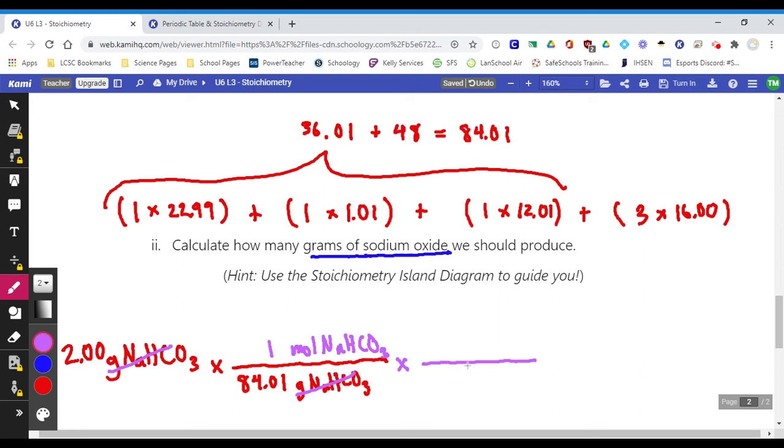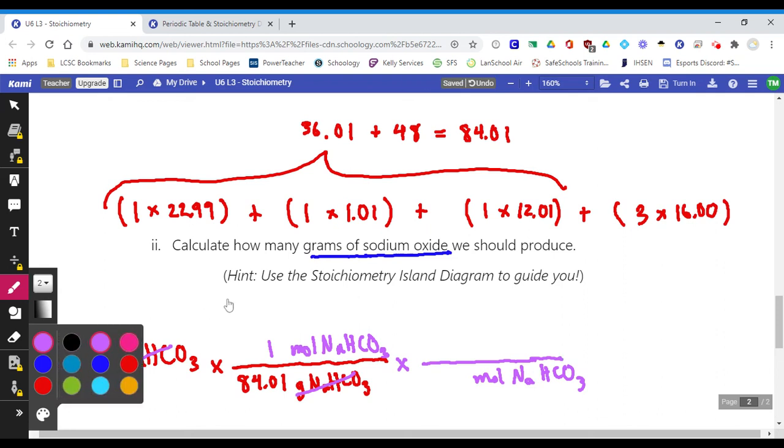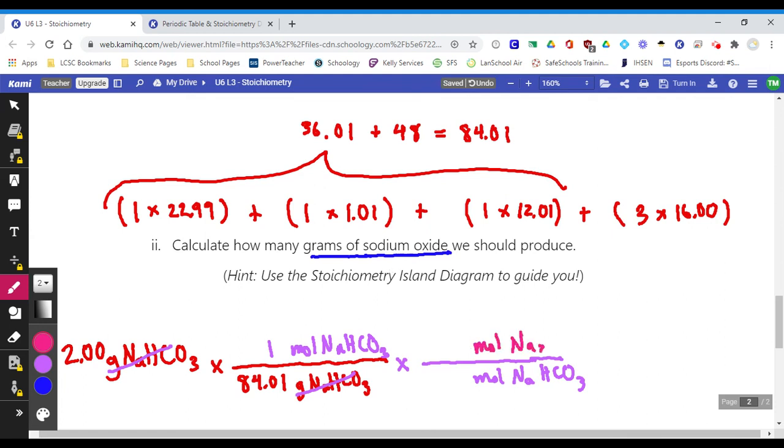Where I want to get rid of moles of NaHCO3 on the bottom. Moles NaHCO3. Right? And on the top here, I'm looking at getting moles of a different chemical, of sodium oxide. So moles of Na2O is going up here.